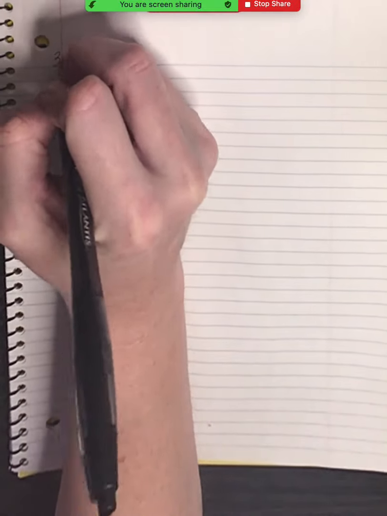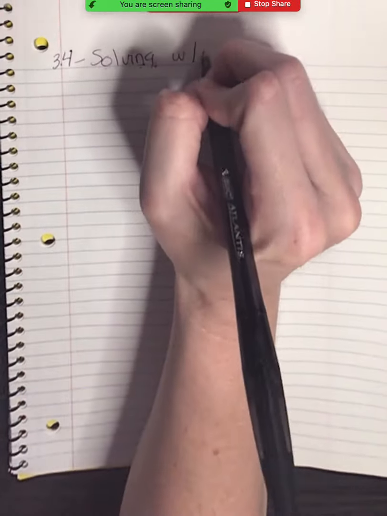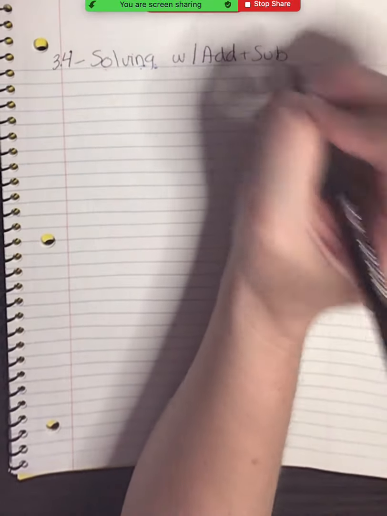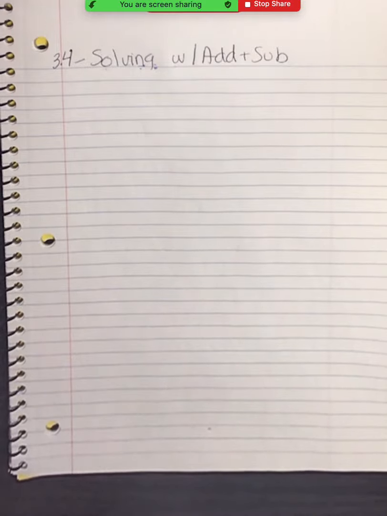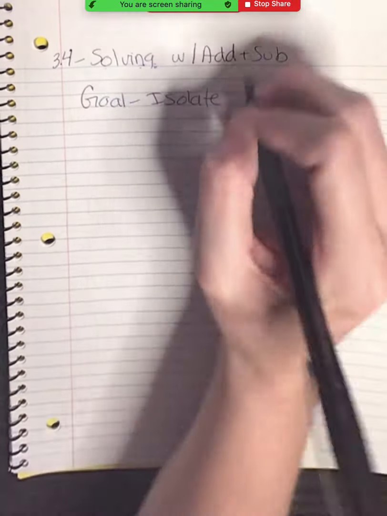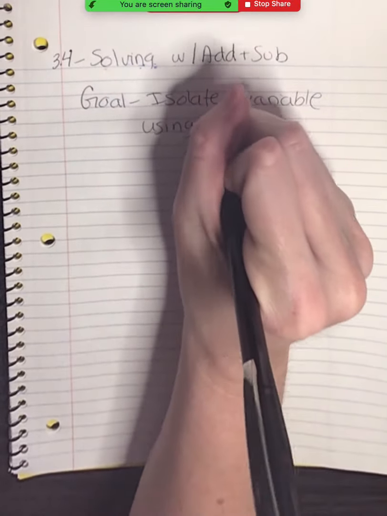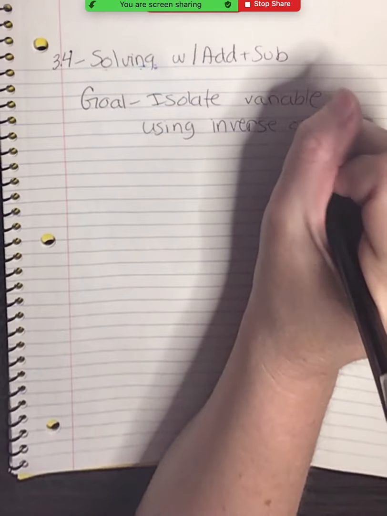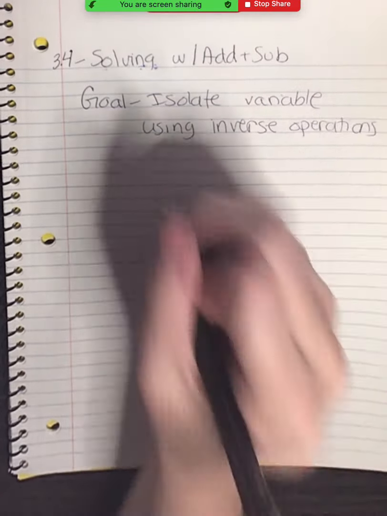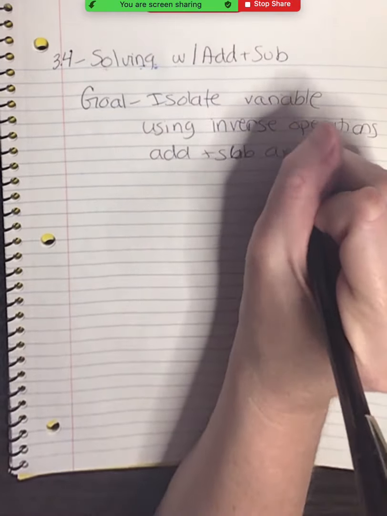Okay, last lesson for this week, we have lesson 3.4, and we are solving decimal equations with addition and subtraction. We've done this with whole numbers, right, with integers, okay? So it's the same steps. The goal of solving is to isolate your variable. We do that by using inverse operations. And remember that addition and subtraction are inverses.